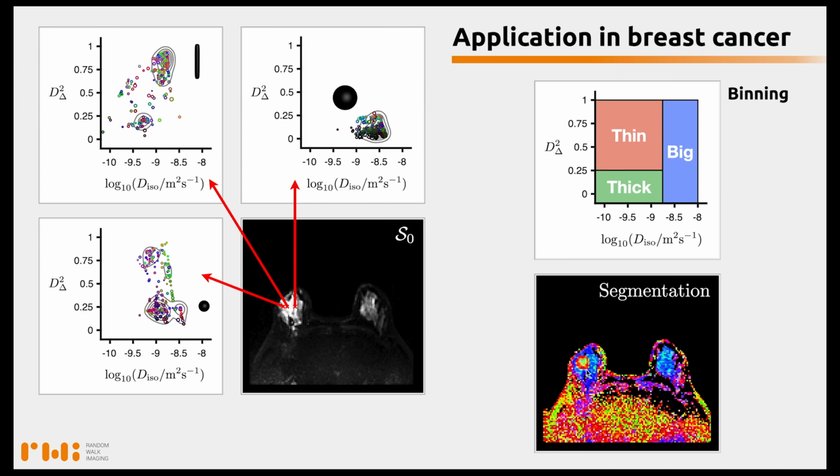The tumor is made of a shell of fibrous tissue in red, associated with a thin bin of anisotropic diffusion tensors, that surrounds a core of thick diffusion tensors, neither anisotropic nor diffusive. This core is actually necrotic tissue.